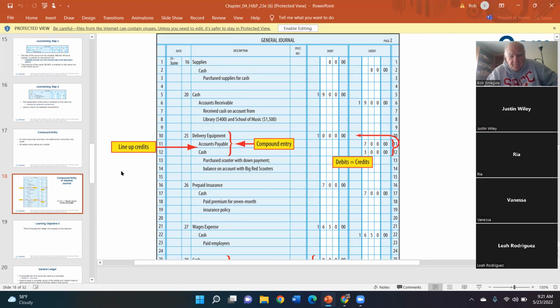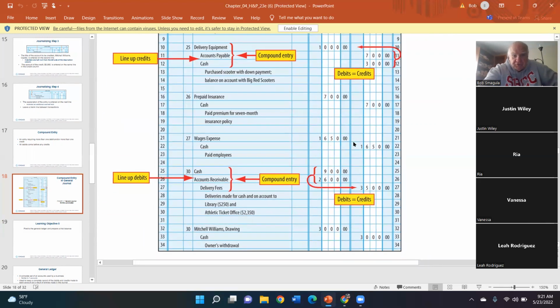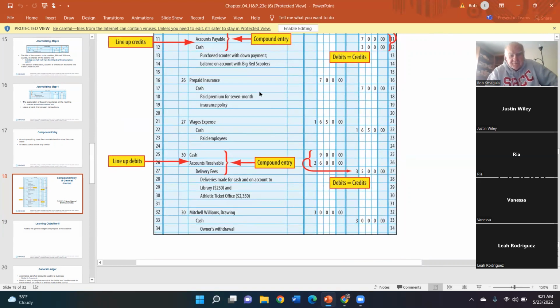Remember, he bought delivery equipment, and the deal was that he was going to pay for part of it later. Well, here we go. He bought $1,000 worth of delivery equipment. That is a debit to that asset. We're crediting cash because he made a $300 down payment, and the balance of $700 is accounts payable to be paid later. We have prepaid insurance. Remember the insurance policy? He bought that asset. We debit, credit cash. He paid the wages. We debit wage expense, credit cash.